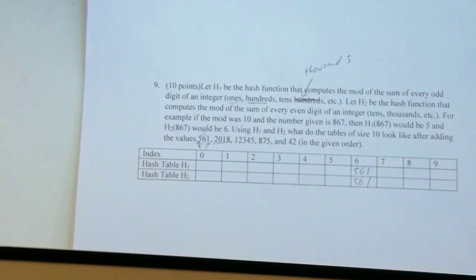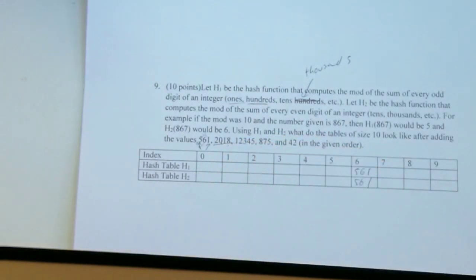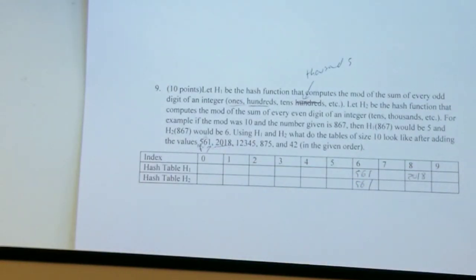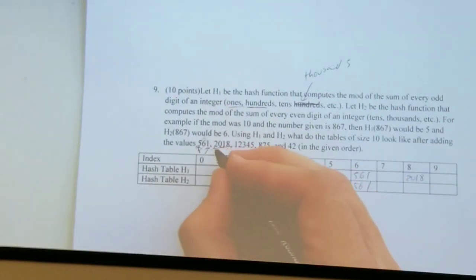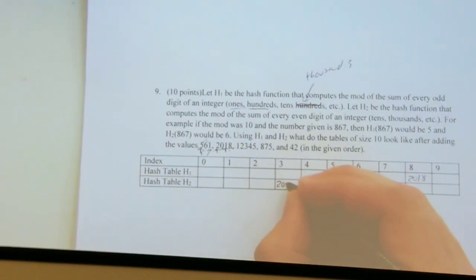So now we do 2018. What's H1 of 2018? 8, because it's 0 plus 8. And then 8 mod 10 is 8, so we insert here. Now we do the H2 of 2018. What's H2 of 2018? 3, because it's all even digits: this one and this one. So 1 plus 2 is 3, and 3 mod 10 is 3.